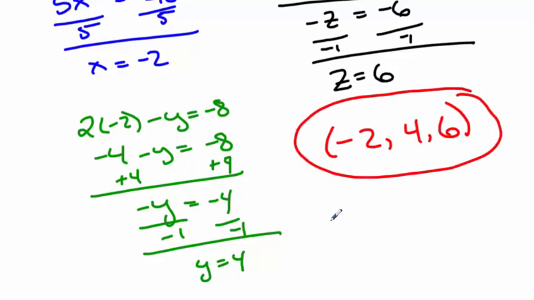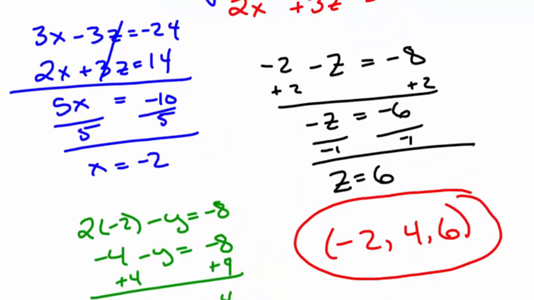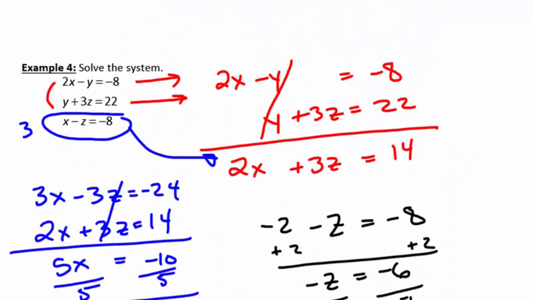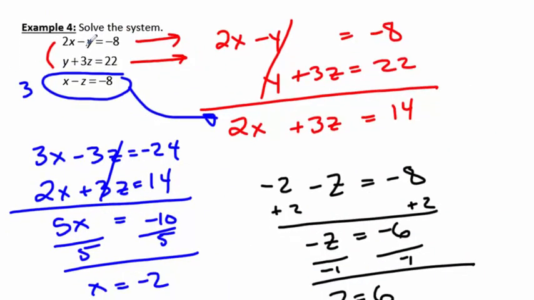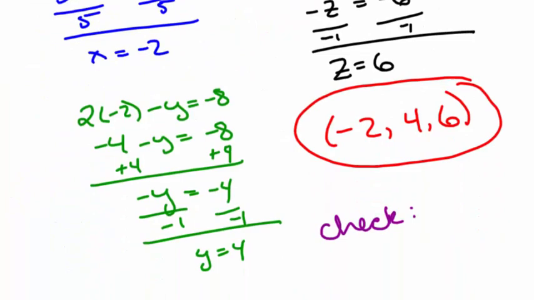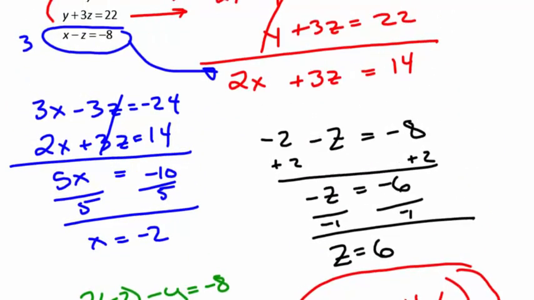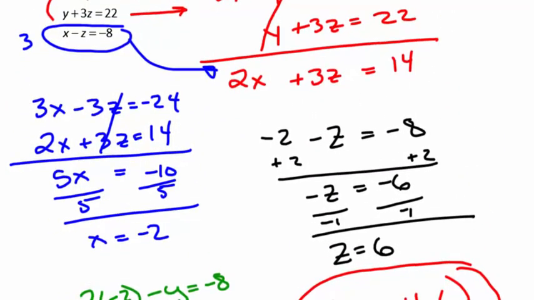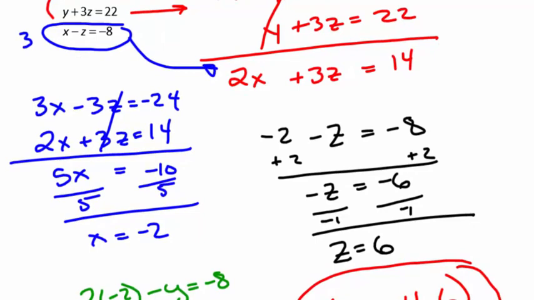Now let's check. You can check it by plugging any of the variables into any of the equations, all 3 equations, to verify them. I found y using the top equation. I'm just going to check y using the bottom equation. The y value we found was 4, and the z value was 6, so 4 plus 3 times 6.